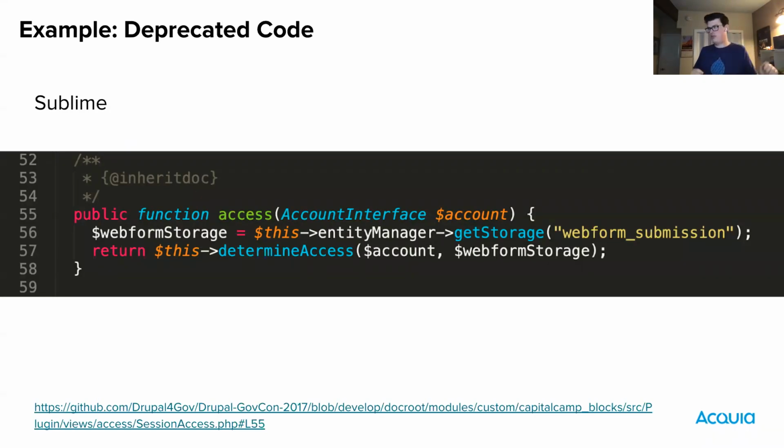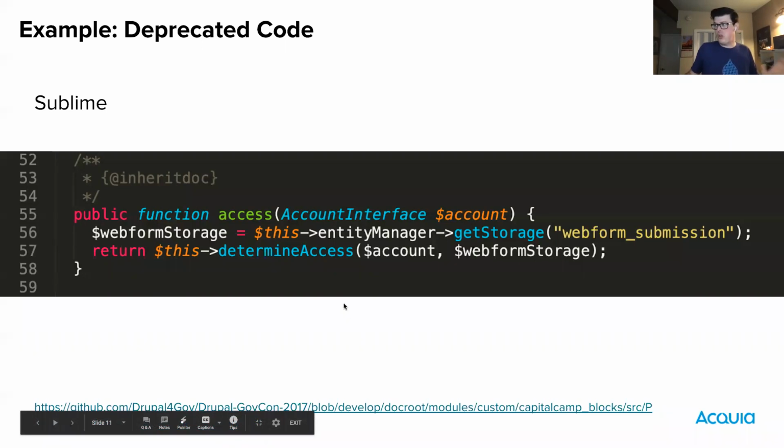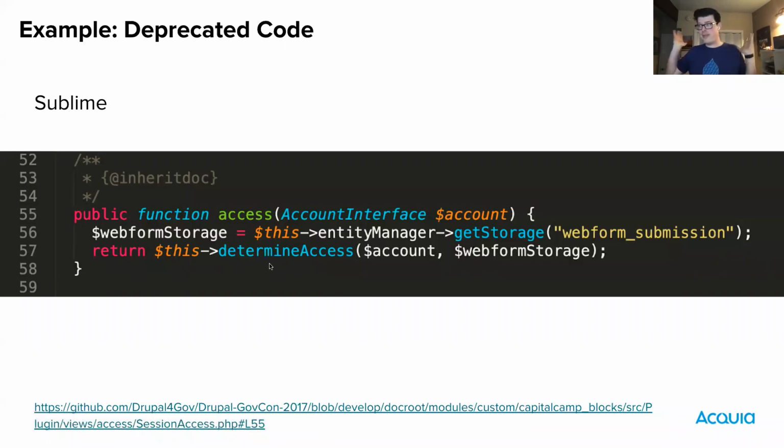This is some code from the Drupal GovCon repository, and I made a very small change on line 56 here. In the real version of this code, we're not using deprecated code. We're actually calling entity type manager, for those of you who are familiar with the Drupal 8 entity system. Entity manager is not a thing anymore. It got deprecated in like Drupal 8.2 or something like that. But looking at this code in Sublime Text, you'd never know it, right? This looks like a perfectly fine function in Sublime.